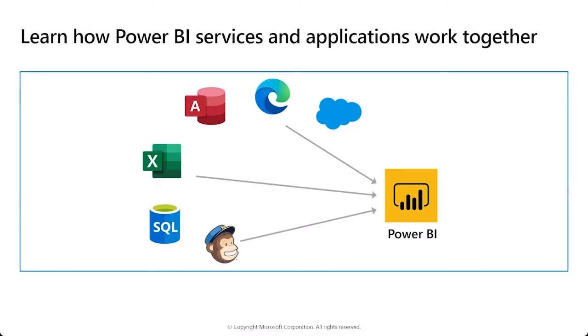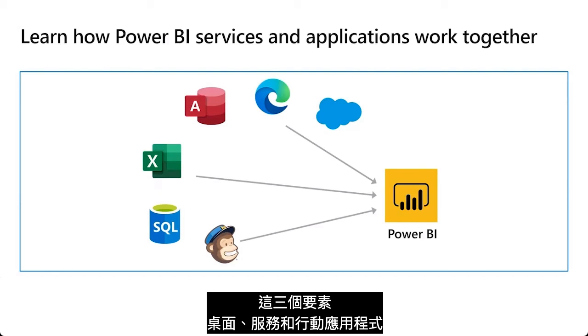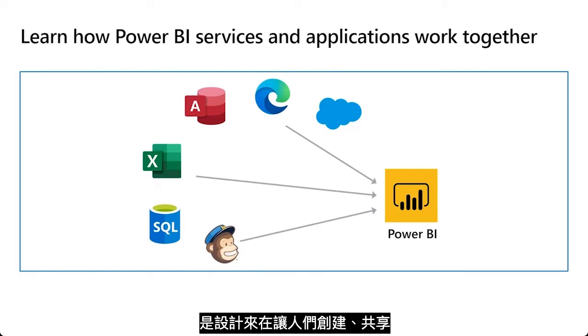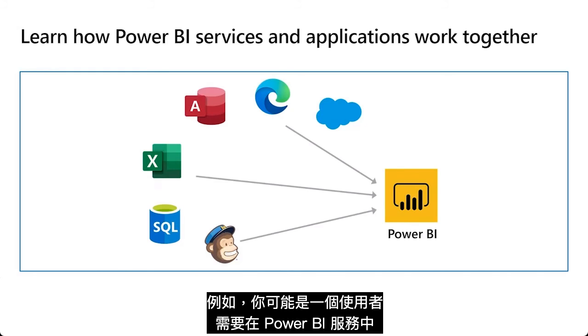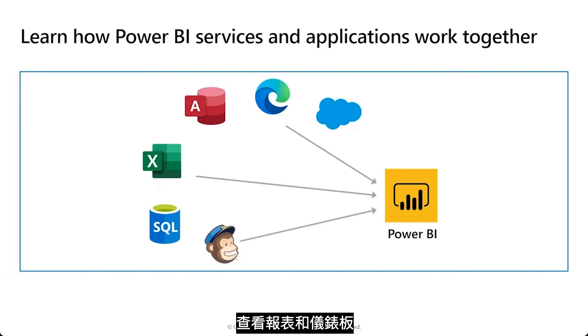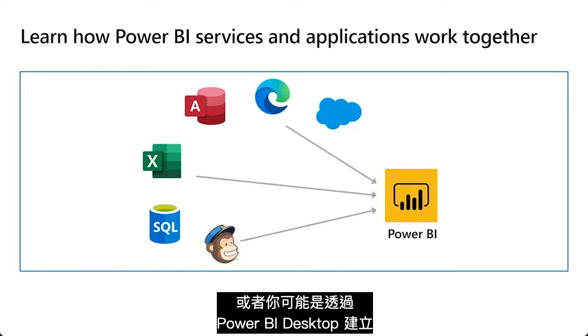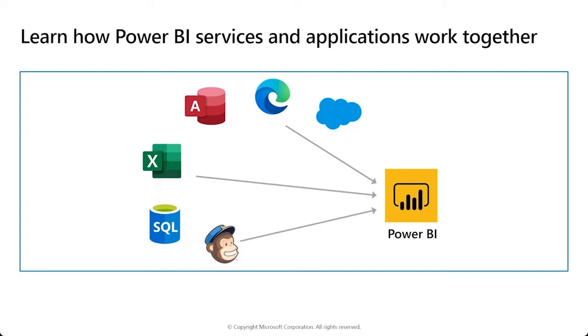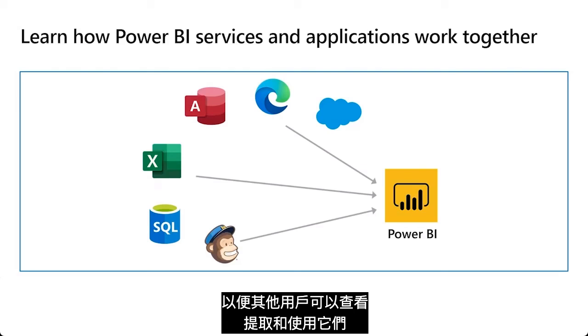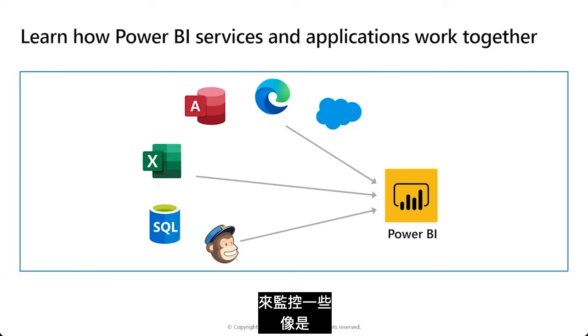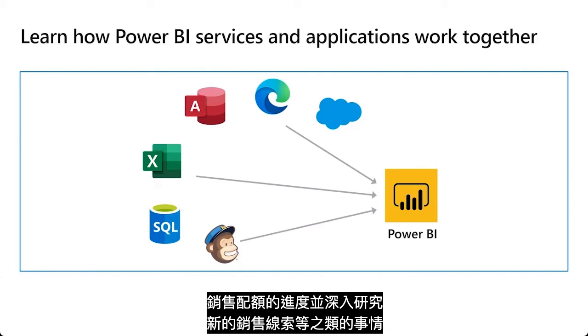Each of these three elements, desktop, service, and mobile apps, are designed to let people create, share, and consume business insights in a way that serves them the best. For example, you might be a user who views reports and dashboards in Power BI Service, or you might be the one creating those number crunching business reports through Power BI Desktop, and then publishing those reports to either Power BI Service or the Power BI mobile app so that other users can view and use them. So one of your colleagues, say in sales, might then use the Power BI mobile app to monitor the progress of their sales quota and drill into new sales leads and all that kind of stuff.